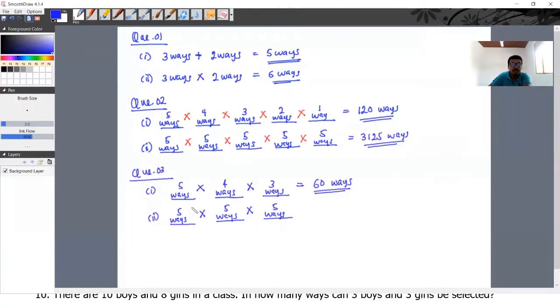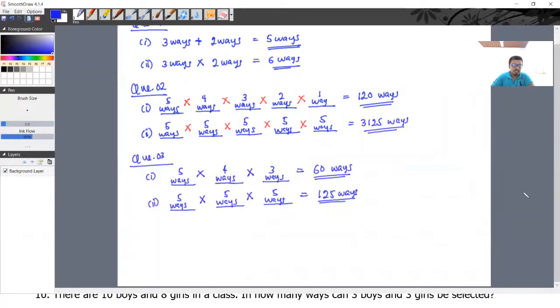Right, we need to use the term and. So when you are using and, that is multiplication. So altogether there should be 125 ways. 125 ways should be there.